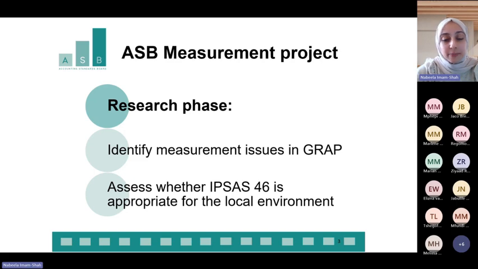I have had this question before, so I just do want to make it clear in case anyone is wondering that we are not saying in this presentation that members should apply IPSAS 46. Please do not do that. Please do not apply IPSAS 46. If members would like to know which standards of GRAP are applicable for the year that they are reporting on, then members should please have a look at Directive 5, which is available on the ASB website. Okay.